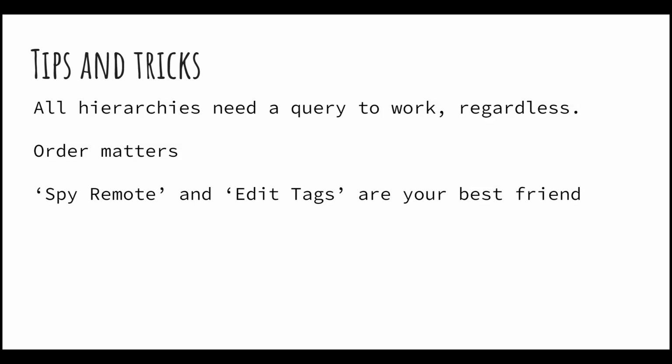Right-clicking on components and then going to either Views, Spy Remote, or Edit Tags will show all the tags and or relations that are associated to the components in the system. If you're not sure of these, always use those views first.